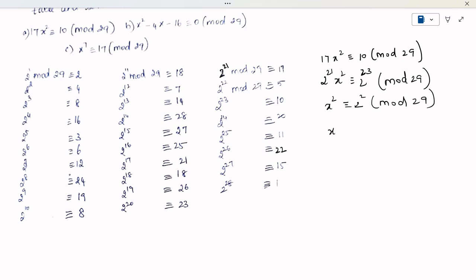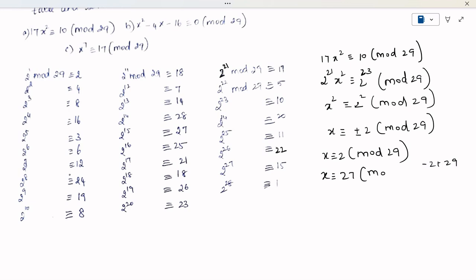Now we can easily solve it, right? So x is congruent to plus or minus 2 mod 29. What are the possible values of x? x can take the value of 2 mod 29. And what is minus 2? Minus 2 plus 29, so that is 27. So these are the possible values of x.